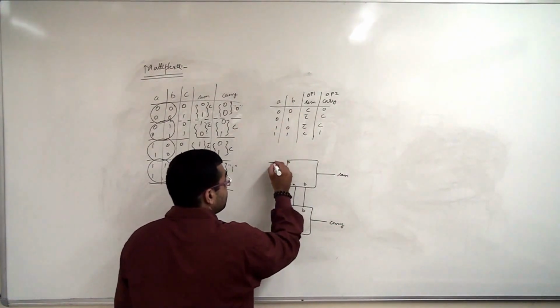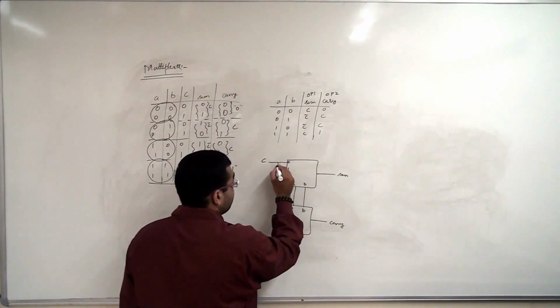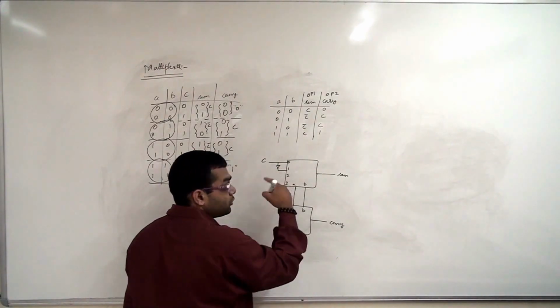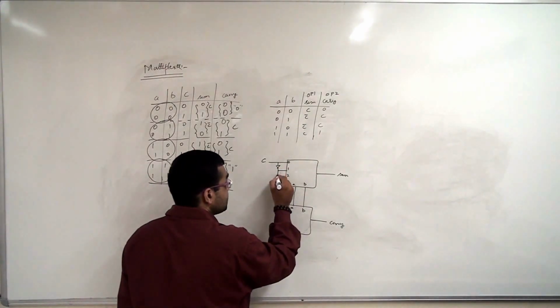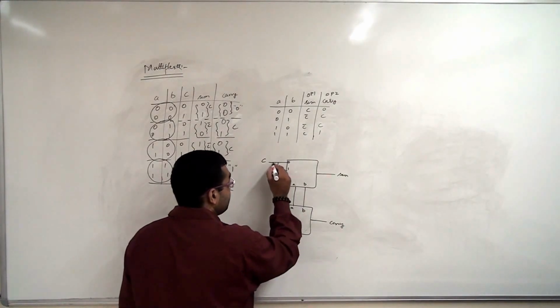Now 0, we have to connect C; 1, we have to connect C complement. We have put in a NOT gate to complement. This is the same as C bar, and here it is the same as C.